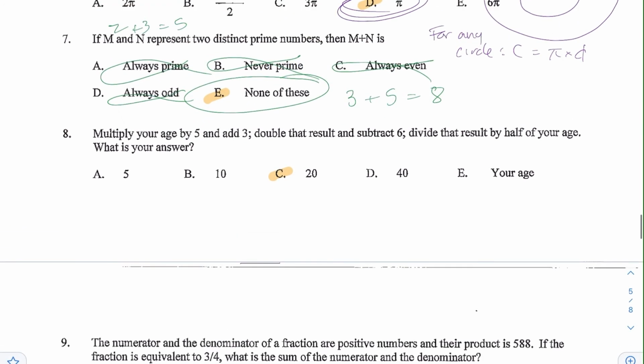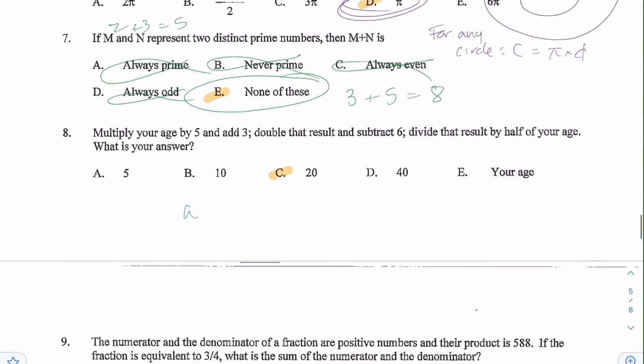Next, for number 8, you have to multiply your age by 5, and then add 3, double that result, subtract 6, and then divide that by half your age. What's your answer? So here you can solve this by using a variable. Your age, you can say a, multiply by 5, and you want to add 3. Then you want to double this result.